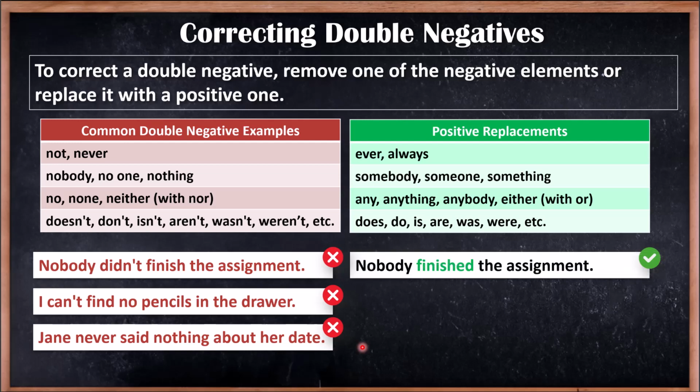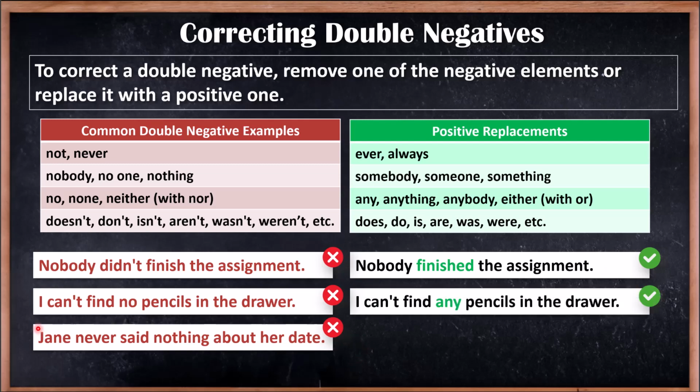Let's start with the first one. Instead of saying nobody didn't finish the assignment, you can say nobody finished the assignment. So we're replacing didn't finish with finished. And now our meaning is clear. Now with all of these, there are multiple ways you can correct the double negative. With the second example, I can't find no pencils in the drawer can be changed to I can't find any pencils in the drawer. Or you could just say I can't find pencils in the drawer without any.